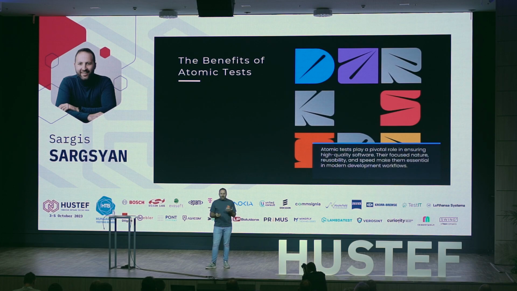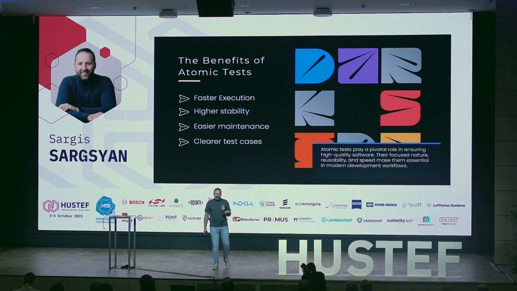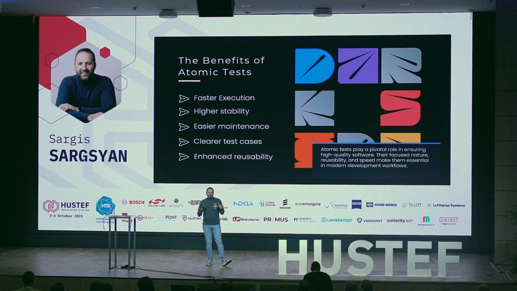First of all, let's see what the benefits of atomic tests are: fast execution, high stability, easier maintenance, clear test cases, and enhanced reusability. In my opinion, automation is automation when it's fast.